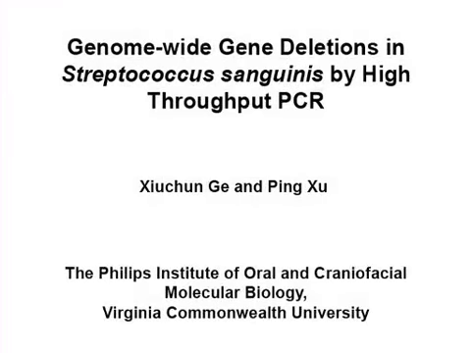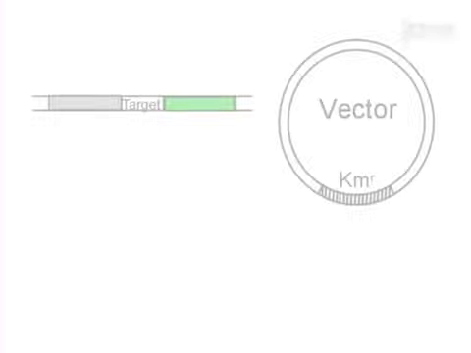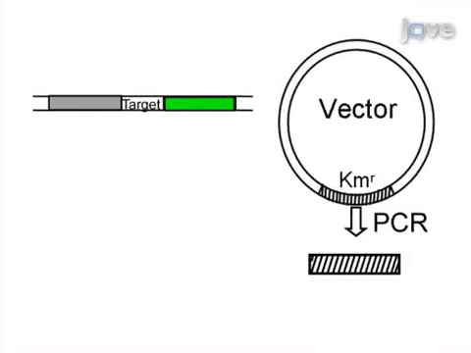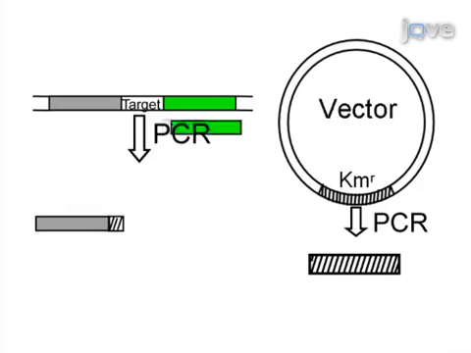The overall goal of this procedure is to make genome-wide single-gene deletions in Streptococcus sanguinis by high-throughput PCR. This is accomplished by first obtaining 3 amplicons by high-throughput PCR amplification, including the antibiotic resistance gene, as well as the upstream and the downstream DNA sequences of the target gene.